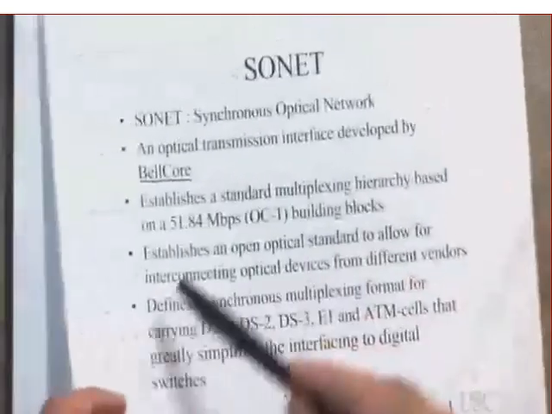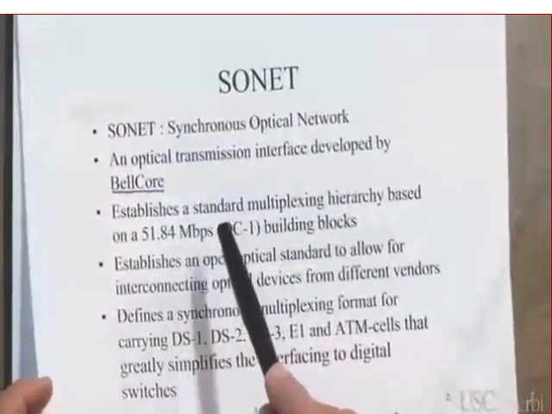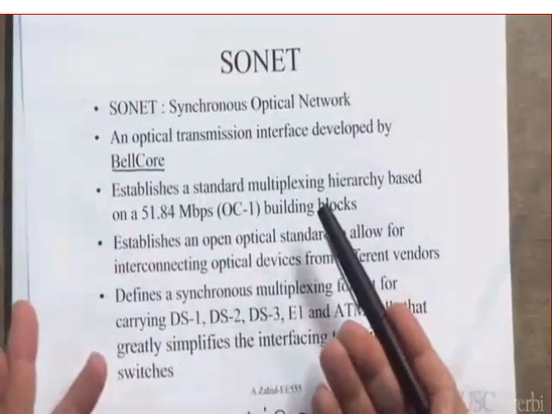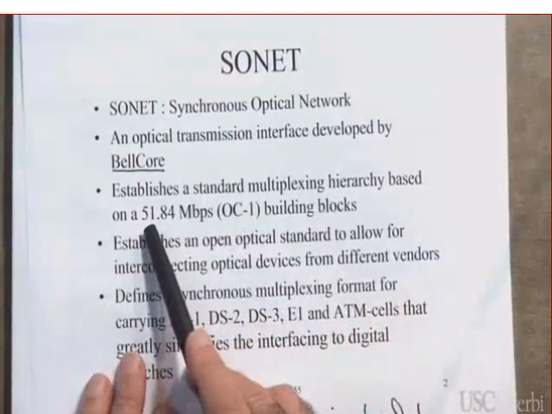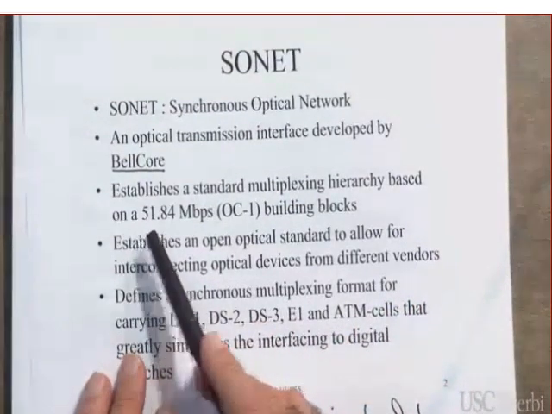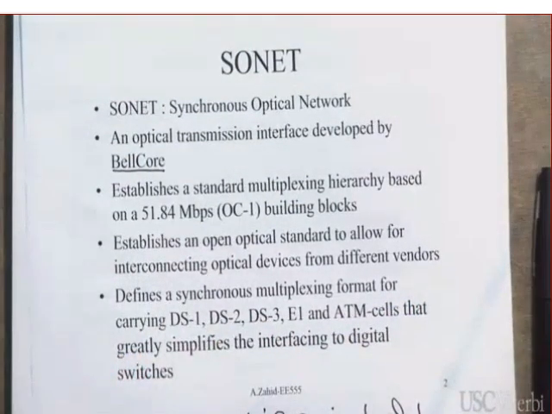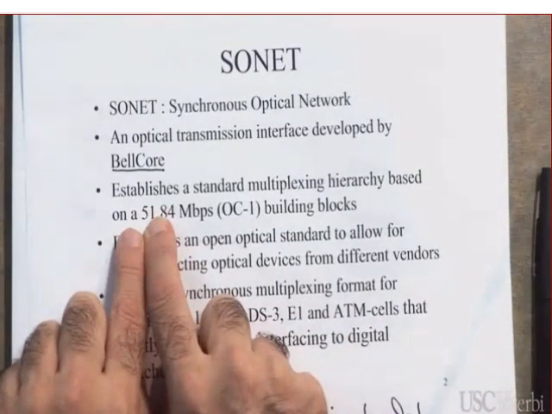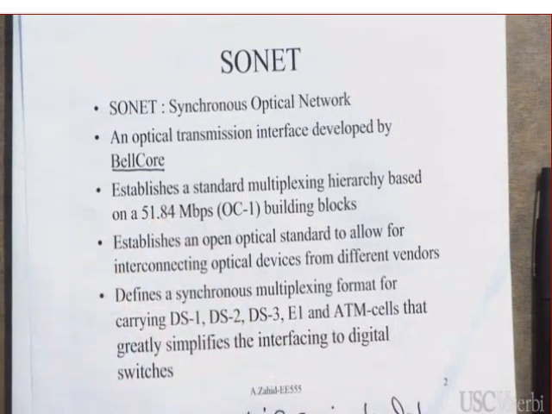Any one of these rates, can it be supported? It can be supported by OC1. Then what did they see? They see that the OC1, the 51.84 megabits per second, is nothing. So they build a hierarchy on top of the OC1 by multiplexing several of those OC1 into bigger levels.